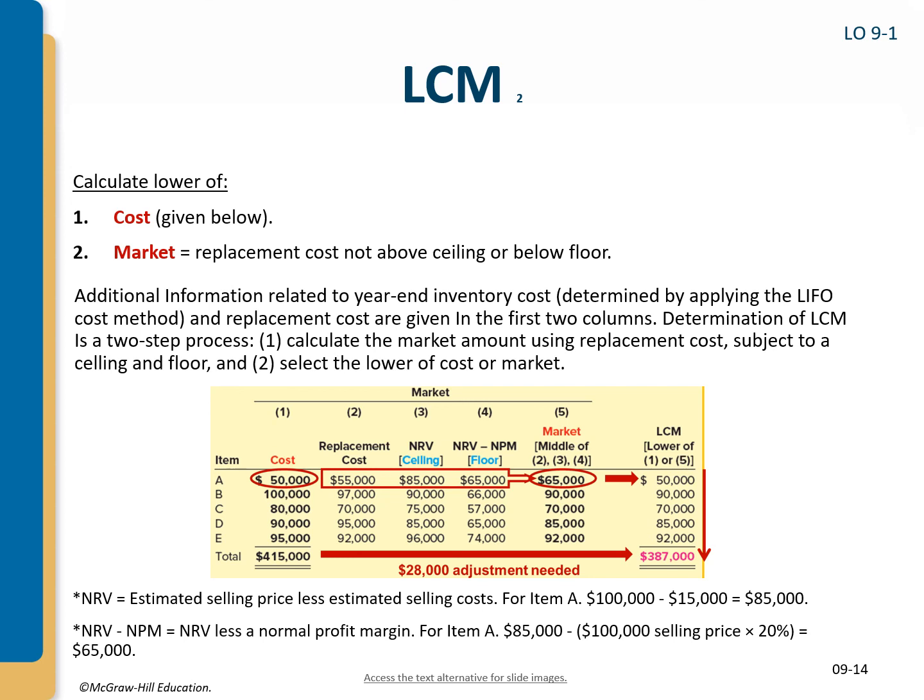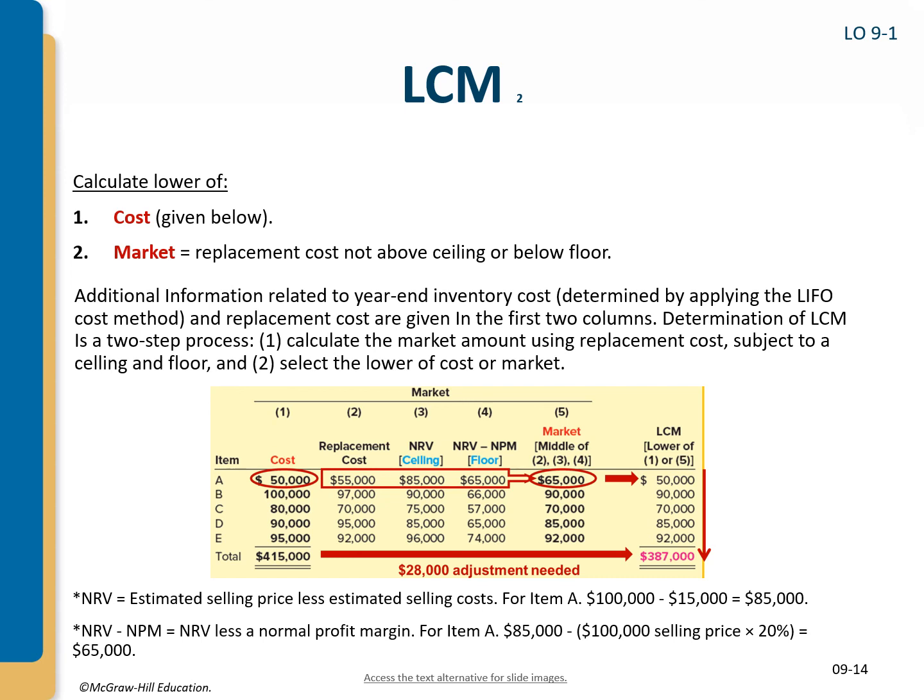Now look at C. Cost is 80, replacement cost is 70. Ceiling is 75, floor is 57. The replacement cost falls between the ceiling and the floor. It would be in the room, right? If the replacement cost is in the room, that's your market. Compare that to cost. The lower of cost or market, 70,000. And you do the same thing with the next two.